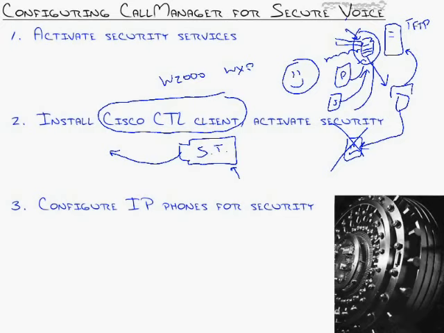So because of that, if you are using security in your cluster, Cisco's always going to say, hey, keep one of these on hand. Keep a spare in case you have to regenerate it, because once you use that security token, it's kind of like, it's used, throw it away. You can't use it to generate any more. So you keep buying those and getting those in from Cisco. So, step 1, turn on the security services. Step 2, install that little CTL client and activate the security, and that generates the trust list that's on the TFTP server. And then step 3 is to configure the IP phones for security.